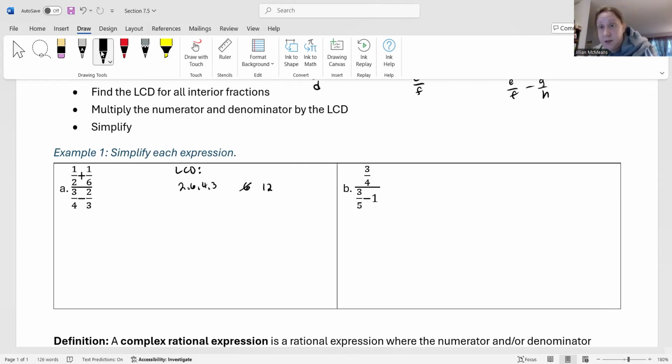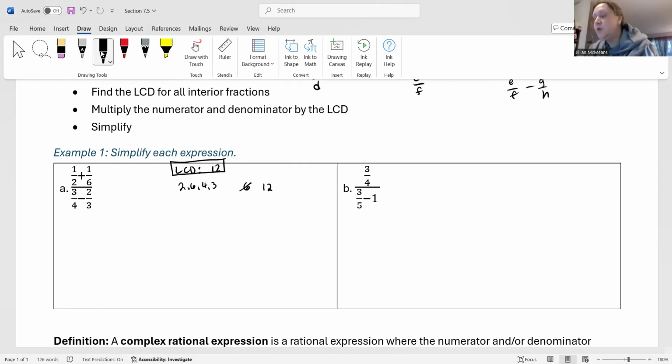6 certainly divides into 12 twice. 2 divides into 12 6 times. 4 divides into 12 3 times. 3 divides into 12 4 times. So all 4 of our denominators divide into 12, and that's the smallest number they're all going to divide into. So the LCD here is 12.